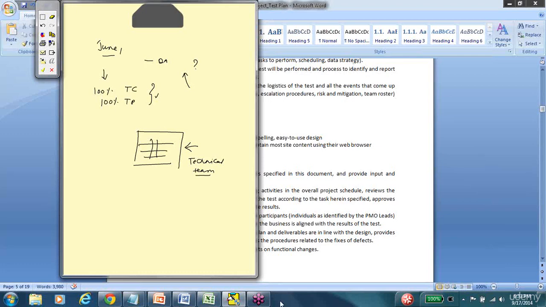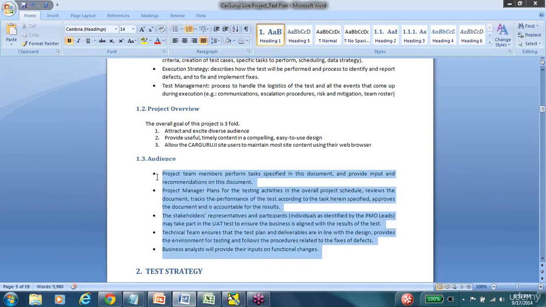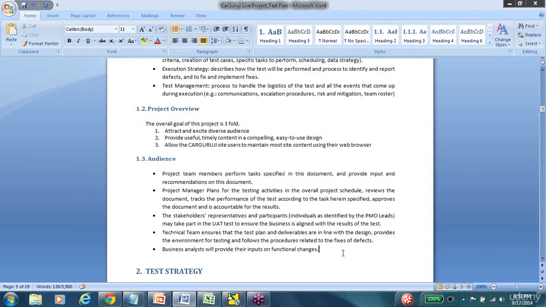So you see, the test plan document is not only a way for us to record what we are going to do and when we are going to do it. This is a way to communicate to the project manager, the stakeholders, the technical team, and the business analyst, everyone, to let them know how we are going to test, when we are going to test, and what it is that we are going to test, so that we open up the communication channels and get their inputs as well.